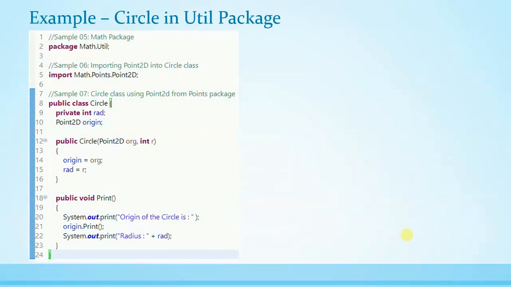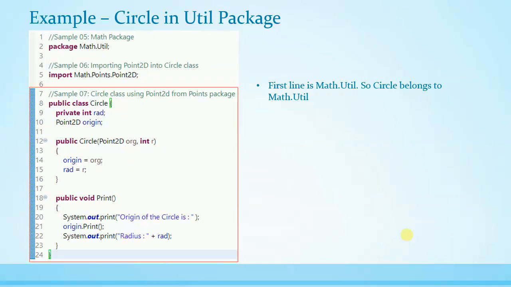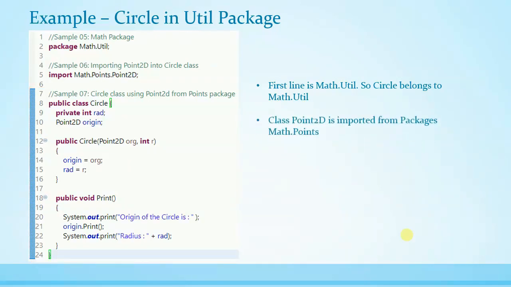Here we are defining the Circle class inside the util package. So that's why math.util is the first line, and hence the Circle, which we define from line 7 to 24, belongs to the util package. And at line 5, if you see, we imported a package math.points.Point2D. That means we now need to specify math.points.Point2D inside our Circle class.